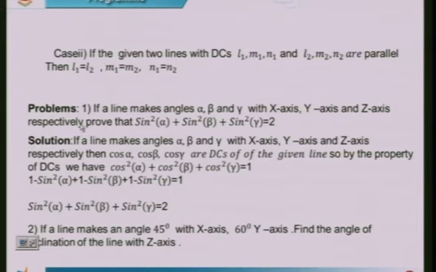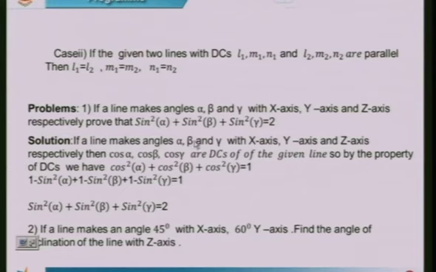See the first one. If a line makes angles alpha, beta, gamma with x axis, y axis and z axis respectively, that means a line makes an angle alpha with x axis, beta with y axis, gamma with z axis, then you have to prove that sin squared alpha plus sin squared beta plus sin squared gamma equal to 2. I remember even this problem appeared in the examination. It is a very simple case.